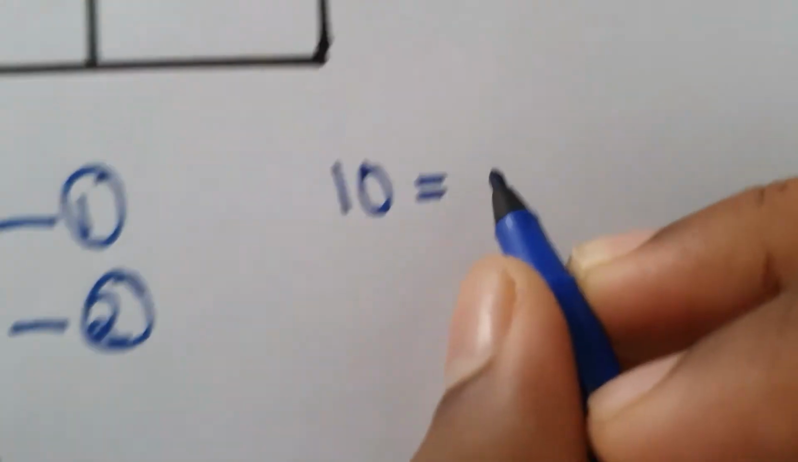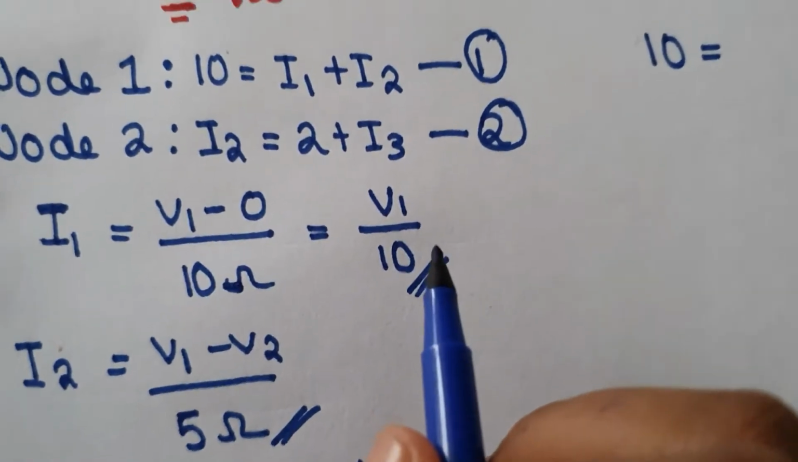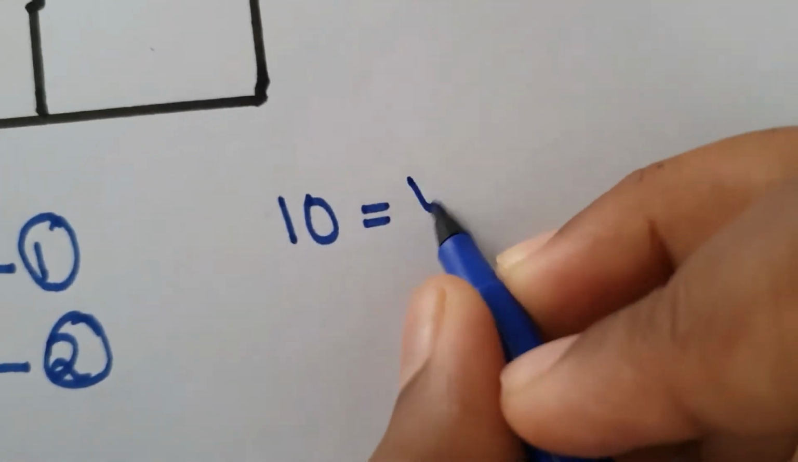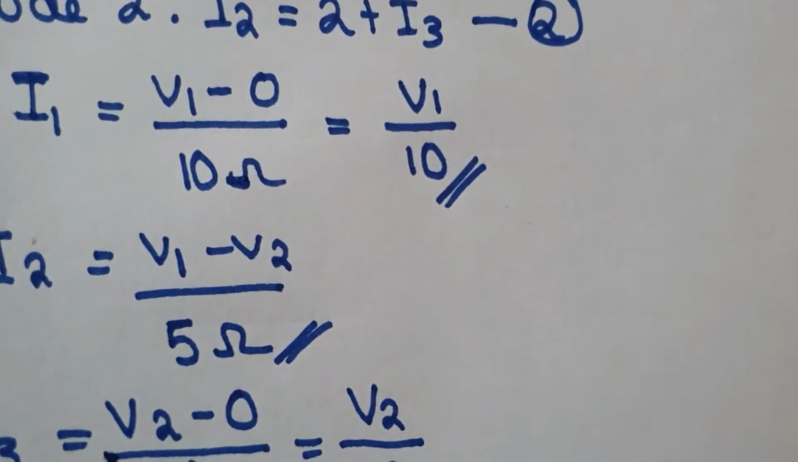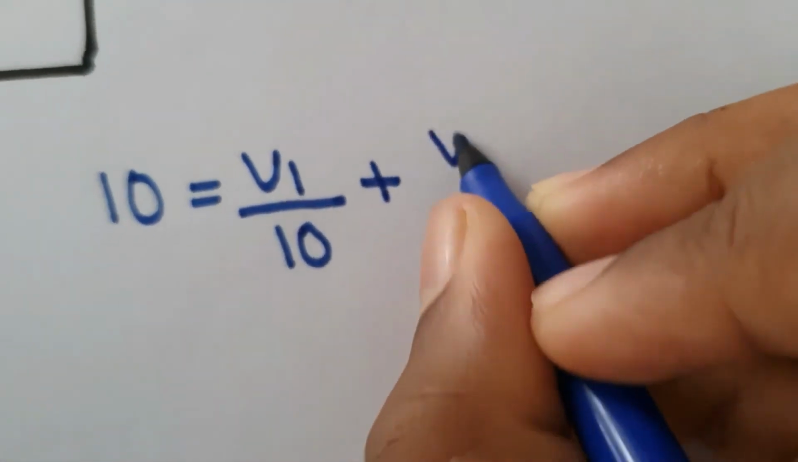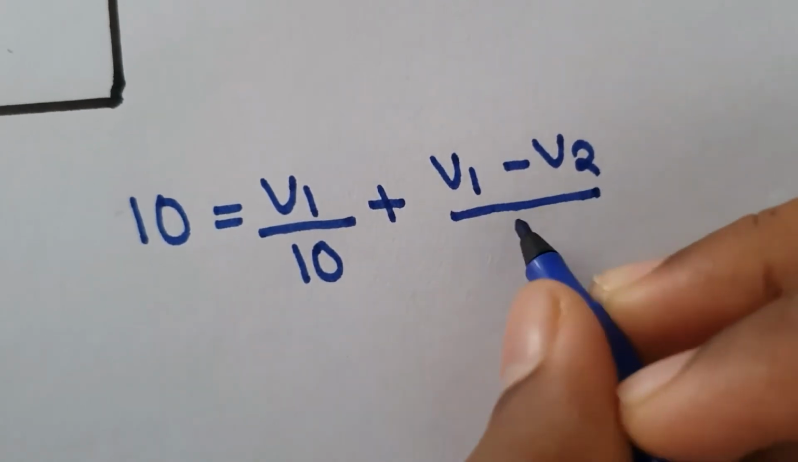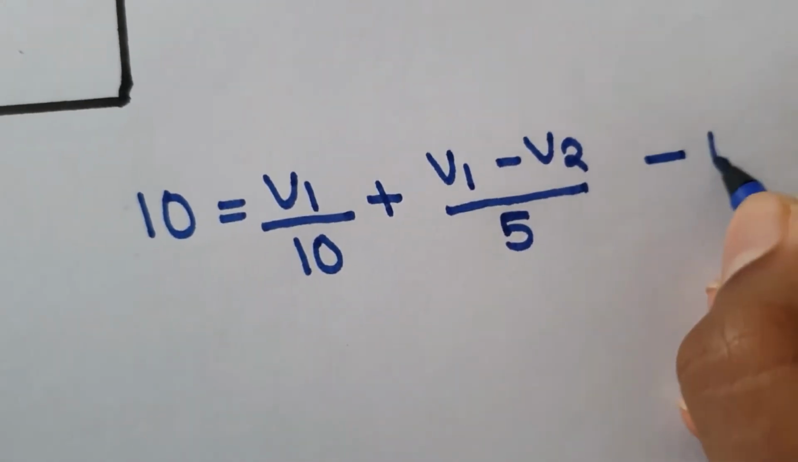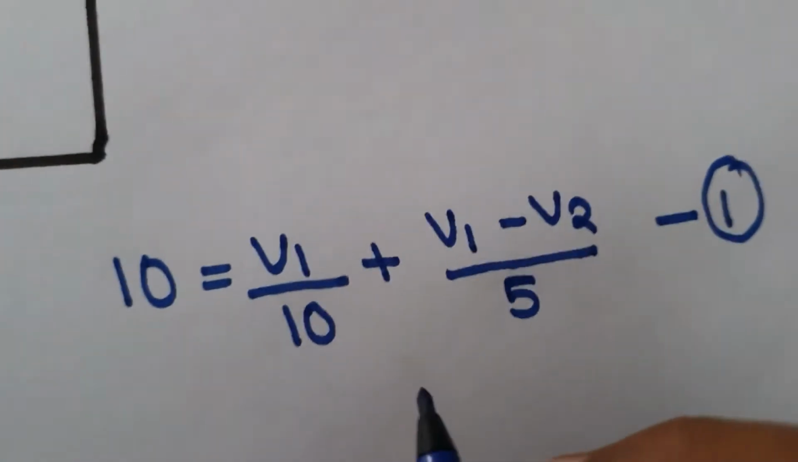10 equal to I1. It was I1 plus I2, so I1 was V1 by 10. So 10 equal to V1 by 10 plus I2, we got I2 as V1 minus V2 by 5. This is our equation number 1 in terms of V1 and V2.